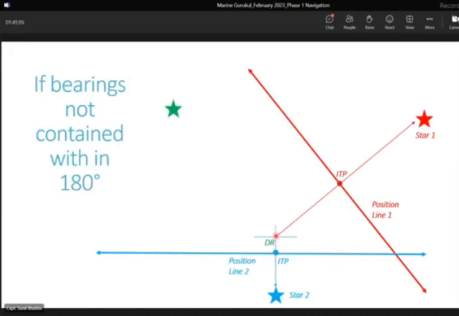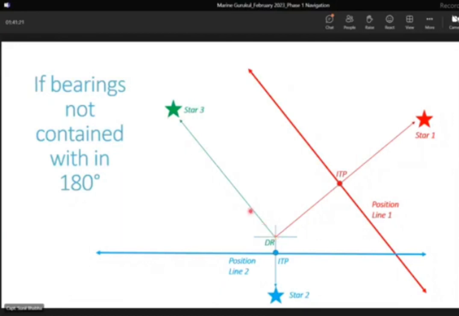Now let's mark the third celestial body. You can see the green star coming up. Let's mark the azimuth of the star. Now this star sight was also worked out using the intercept method, and let's assume the intercept was towards in this case too.